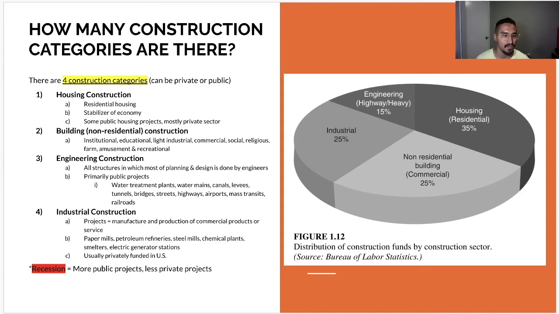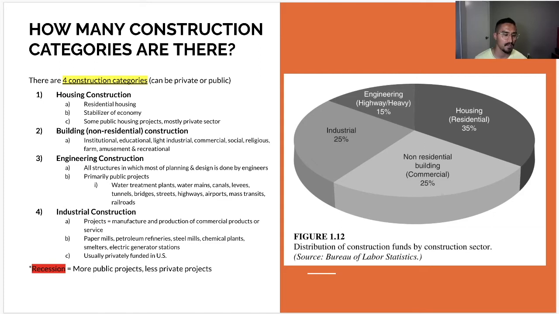The third is engineering construction. So these are all constructions that are done by engineers, and they're designed by engineers as well. Some of these projects are water treatment plants, water mains, canals, levees, tunnels, bridges, streets, highways, airports, mass transit, and railroads. The fourth is industrial construction. Industrial construction is basically manufacture and production of commercial products or services. These projects include paper mills, petroleum refineries, steel mills, chemical plants, smelters, electric generator stations, etc.